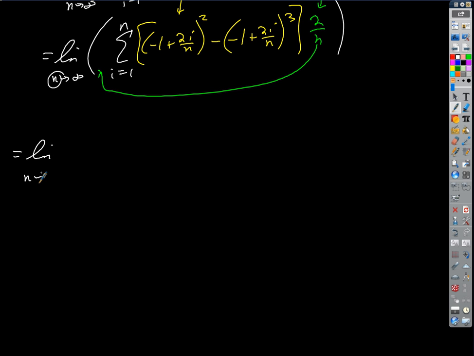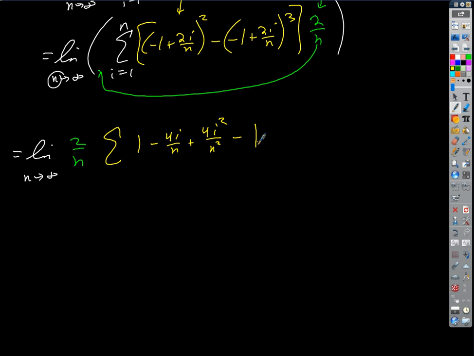So we get the limit of 2 over n times the sum of all this stuff, right? Well, let's go ahead and start simplifying now. If I square this out, what do I get? 1 minus 4i over n plus 4i squared over n squared. Good. Minus, we'll distribute the minus sign.